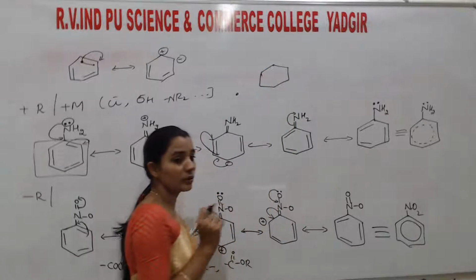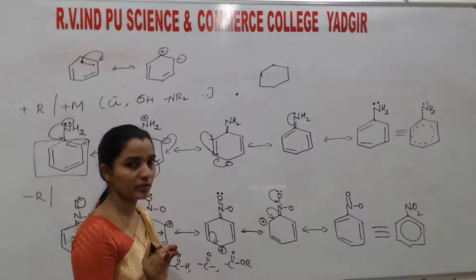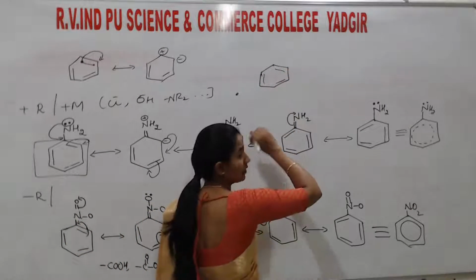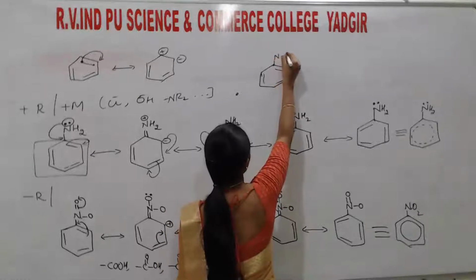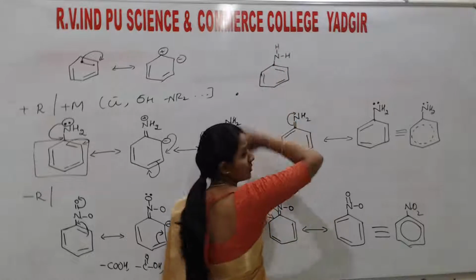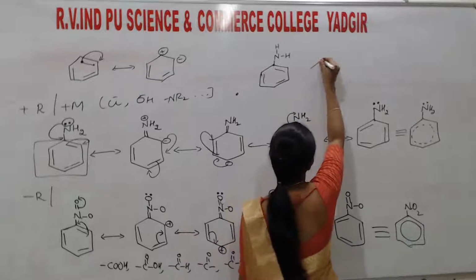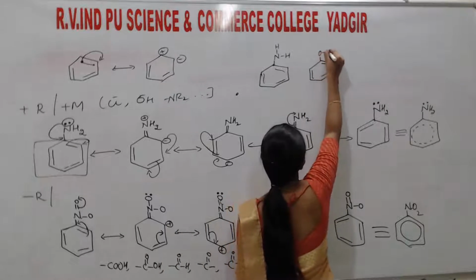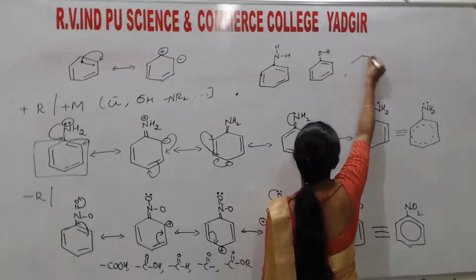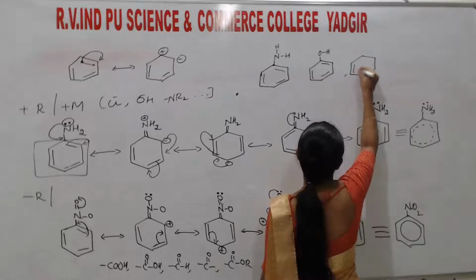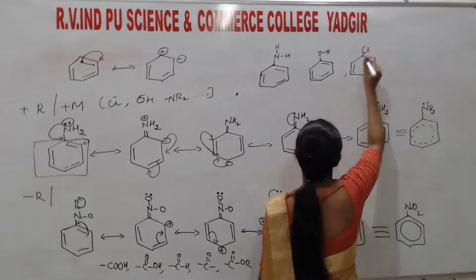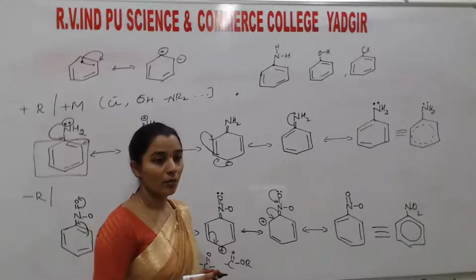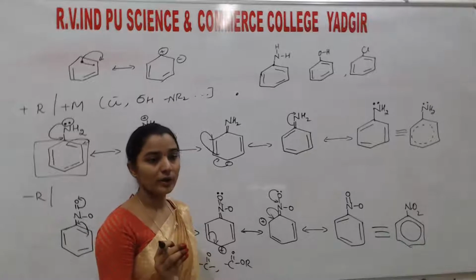Resonance effect, how does it come? Delocalization of pi electrons. Correct, right? So pi bond is present in the benzene ring. If I take NH2, that is written as NH2. If we take OH, this is OH. If we take Cl, that is Cl. So the species here are what? Single bonded compounds. So single bonded compounds.